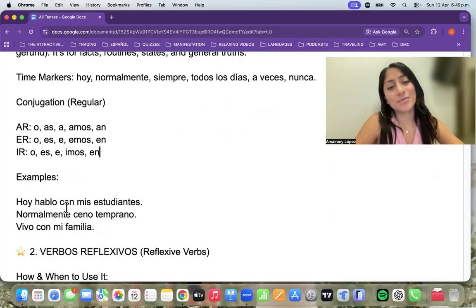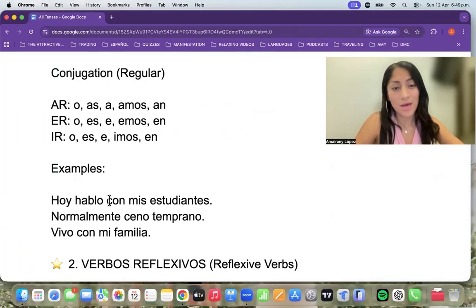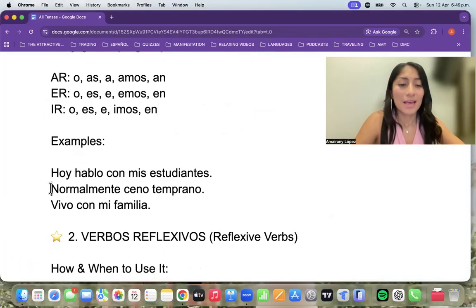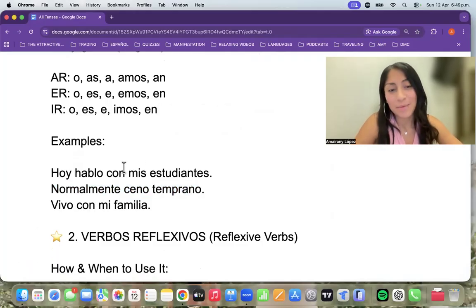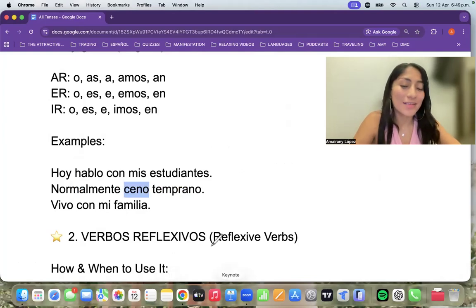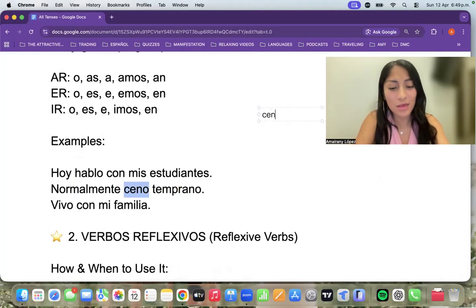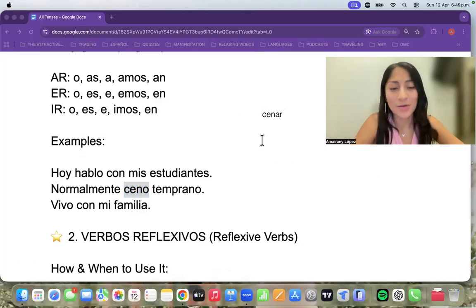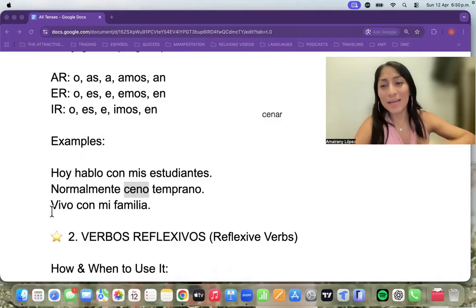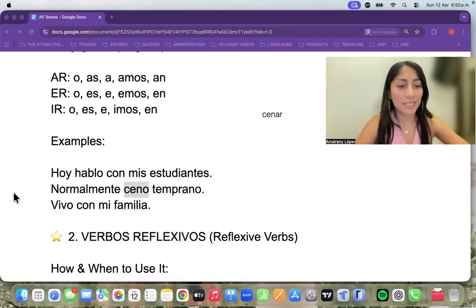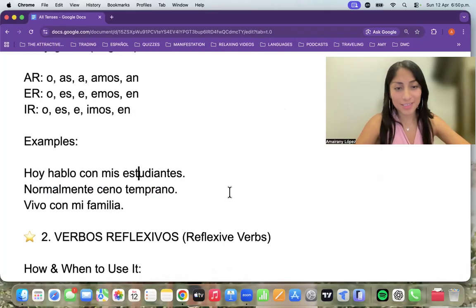Hoy hablo con mis estudiantes. Today I speak with my students, or I talk to my students as well. Hablar could be either speaking or talking. Normalmente ceno temprano. Now, maybe cenar is not a word that you're familiar with, but cenar means to have dinner. So I normally eat dinner early, temprano. Vivo con mi familia. I live with my family. Okay, so these are the examples for the present tense.